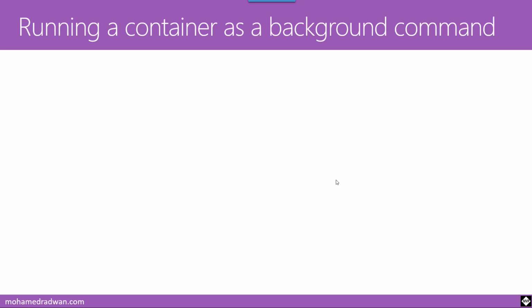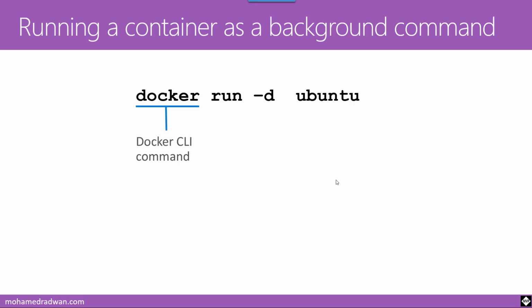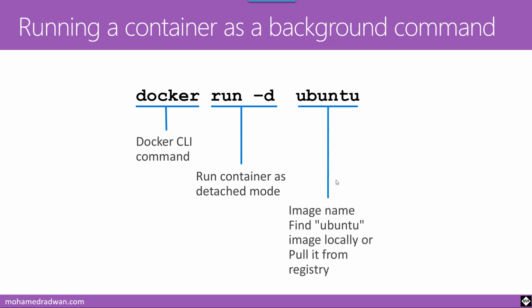So let's look at running a container as a background command. If I execute docker run with the switch -d, or detach, and specify the image name, docker is the CLI, and run with -d runs the container in detached mode, which is the default. So if I didn't specify the -d switch, it means that by default it will be detached, even if I didn't mention it. And here is the repo name. So this is not pulling an image, this is running an image. This is why this command will try to find Ubuntu on the local machine, and if not, it will pull it from the public registry.